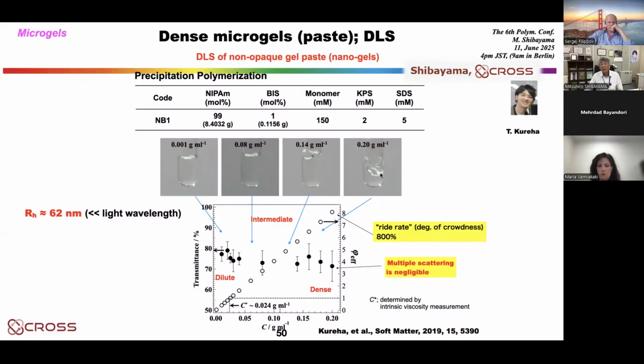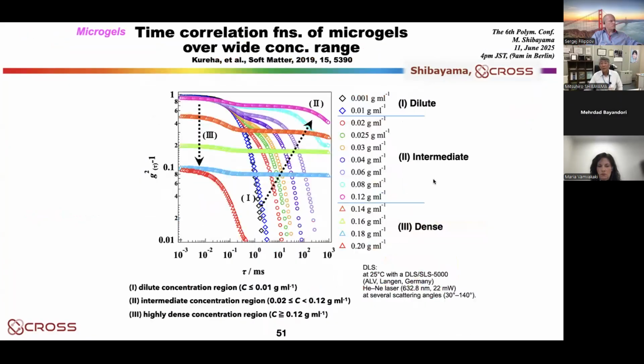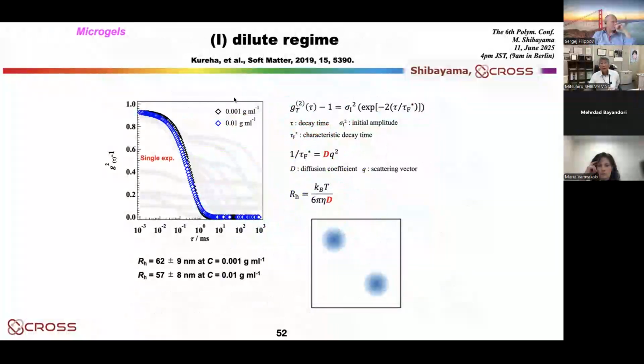So by using this system, we did the dynamic light scattering. Now we can classify three regions: dilute, intermediate, and dense. The dilute region is a single exponential, and in the intermediate region we have a slow mode, and up to here, then suddenly it goes down to the green, red one, the dense region. So it moves this way and then this way. Let me discuss them one by one.